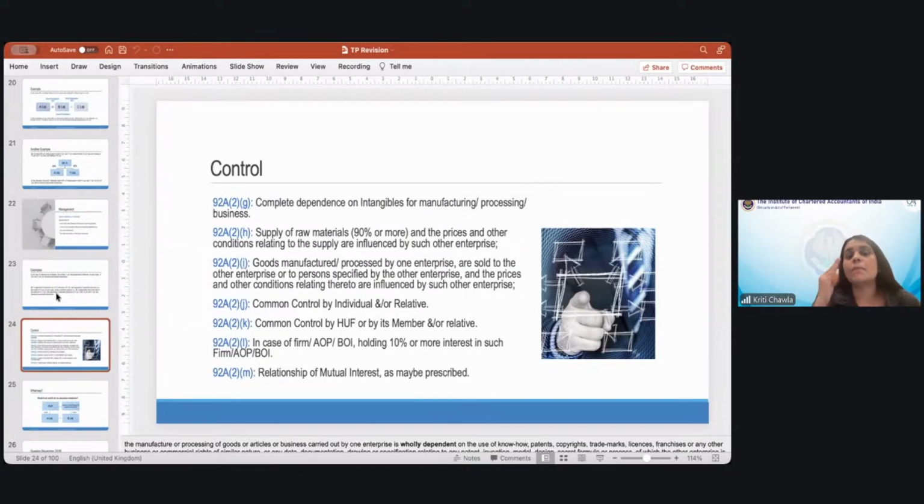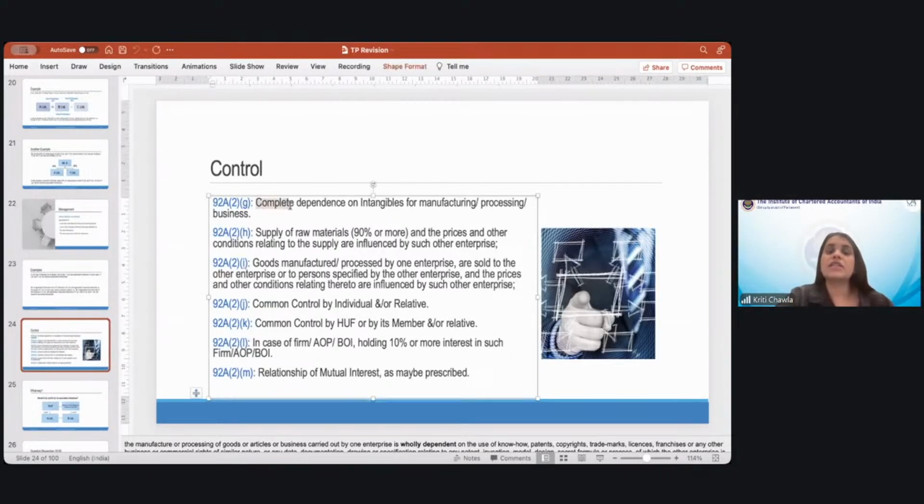Now, the first one is complete dependence on intangibles. So if one enterprise is completely dependent on the other enterprise for manufacturing, and how are they completely dependent? Well, using the intangibles. They are manufacturing by using the intangibles of the other enterprise, and there is 100% dependence. Then only they will be called associated enterprises, because this is complete dependence. So complete basically means 100% dependence.